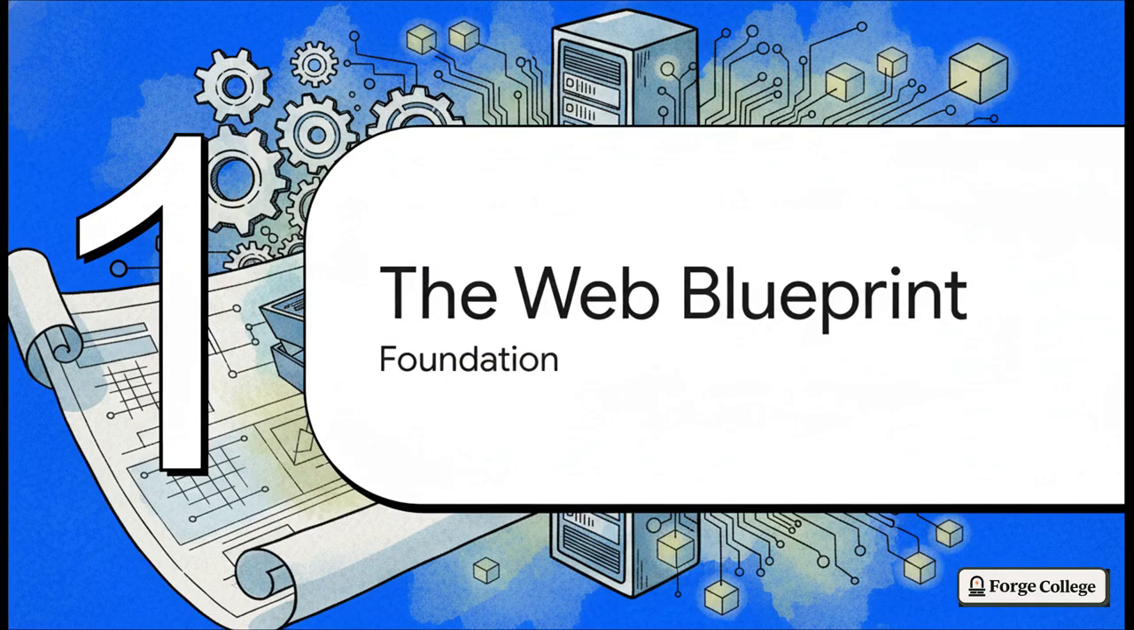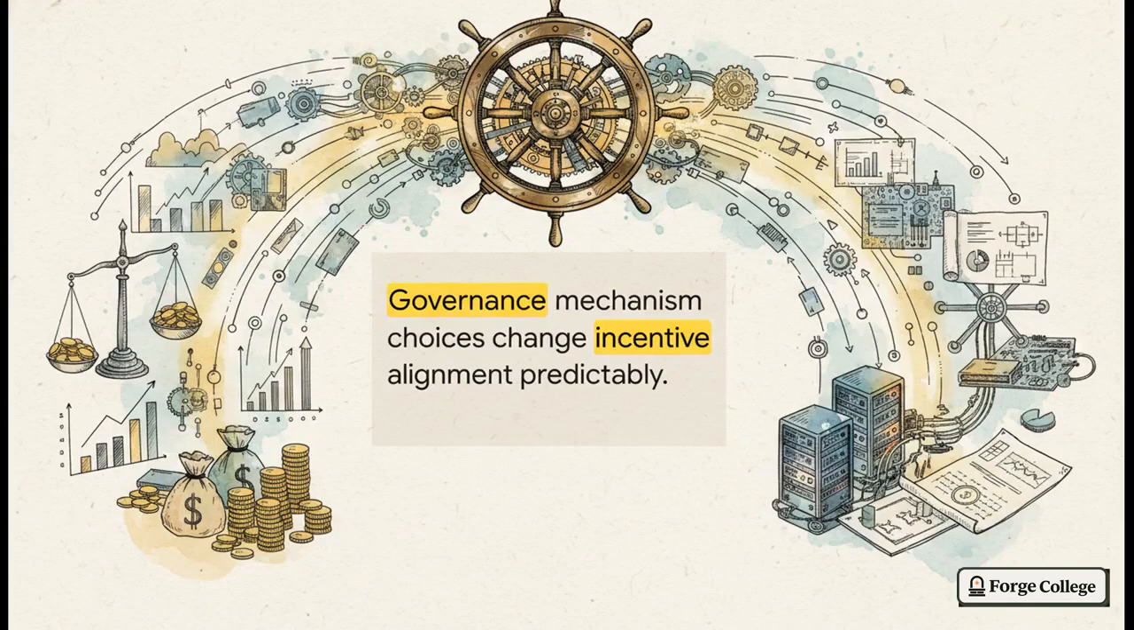Section 1. The Web Blueprint, laying our foundation. To truly understand where we're going, we first need to quickly anchor ourselves to our foundational context. In our previous lesson in the Blockchain Fundamentals track, Economic and Governance Trade-offs, we looked at how token-based, off-chain, and hybrid governance models shape coordination.